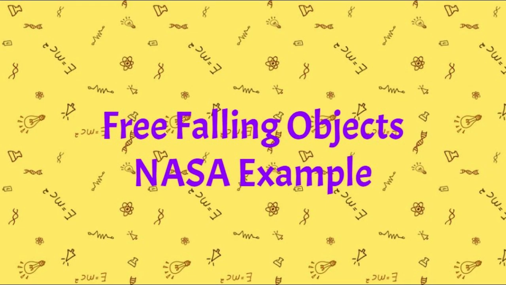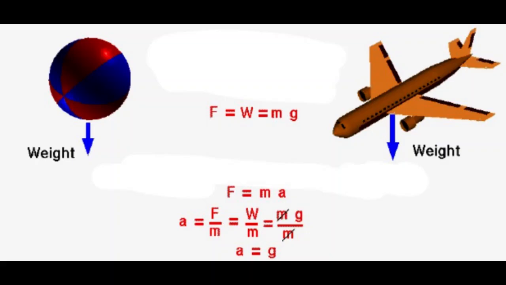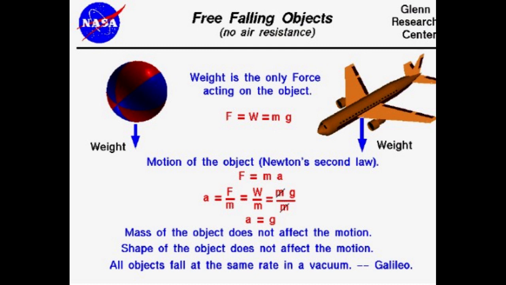Using data by NASA from the Glenn Research Center with free-falling objects with no air resistance, they provided the knowledge that objects in free fall have the same acceleration regardless of size or shape. Weight is the only force acting on the object. Mass of the object does not affect the motion, shape of the object does not affect the motion, and all objects fall at the same rate in a vacuum.